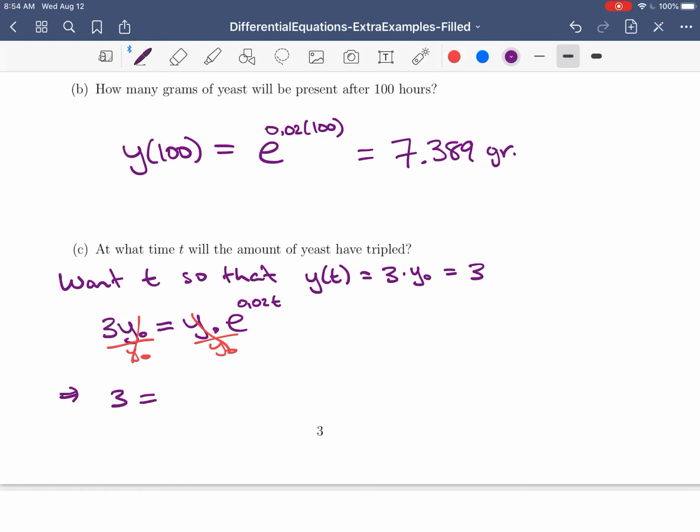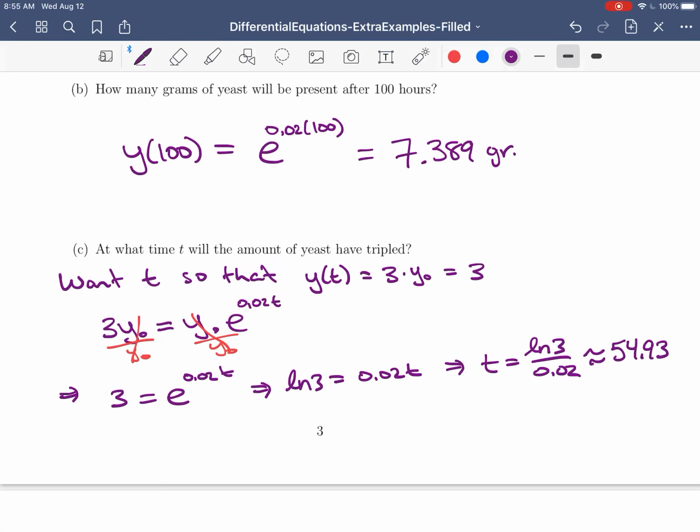So what I want to solve is 3 is equal to e to the 0.02 t. So then we just want to solve it the way we solve for k. So I take the ln of both sides. So ln of 3 is equal to 0.02 t, which means that t is equal to ln of 3 divided by 0.02, which is approximately 54.93. So it will take approximately 55 hours to triple.